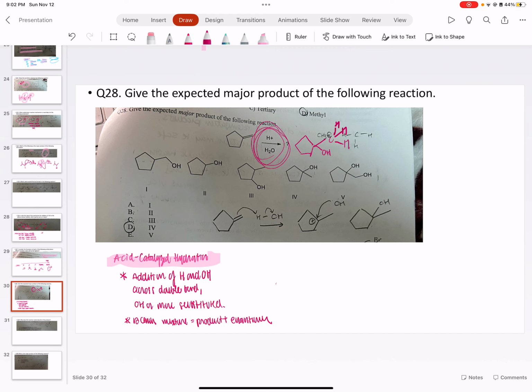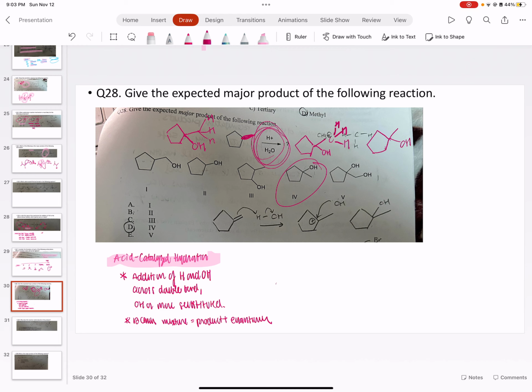Thinking about that, this one will be the right answer, meaning 4. Because we're breaking this bond, I want you to be able to see it. We're breaking this bond, and we're going to add a hydrogen on the least substituted and then OH on the more substituted. And that's why we get that answer right there.